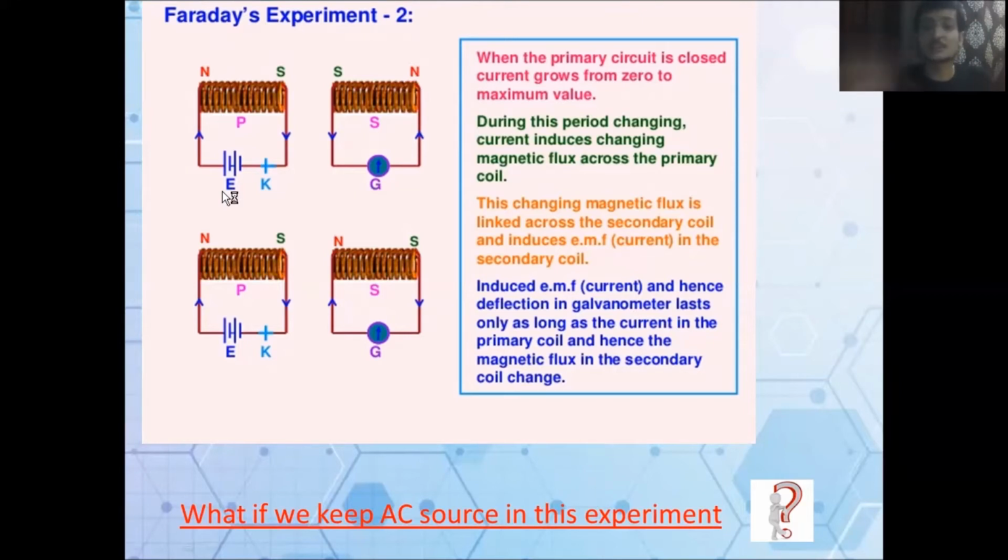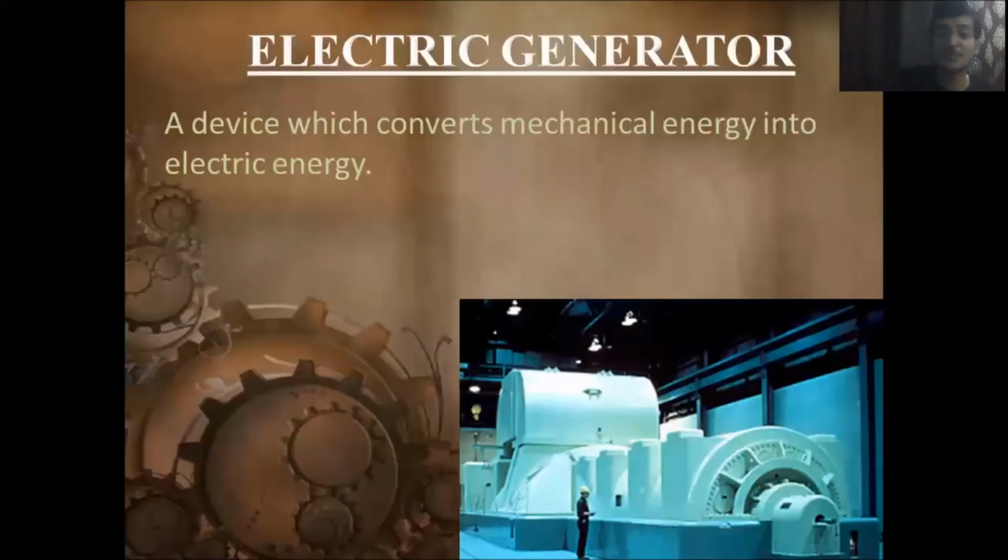If current is changing, it means the magnetic field is also changing continuously. And if the magnetic field is changing, which is linked to coil 1, it also changes with coil 2. So if there is a change in the magnetic field, we get the current, or we get this deflection in the galvanometer. Now this principle is used in electric generators.